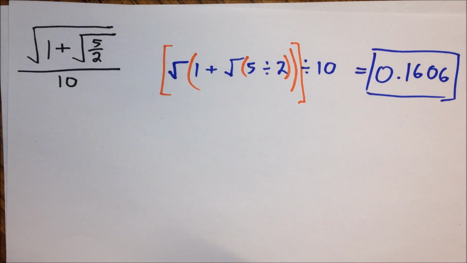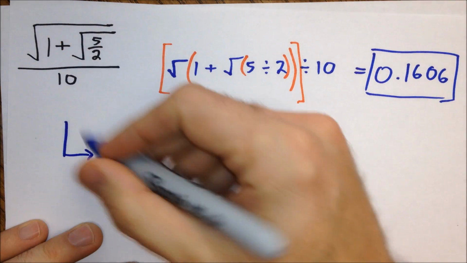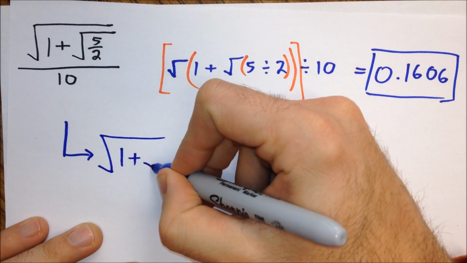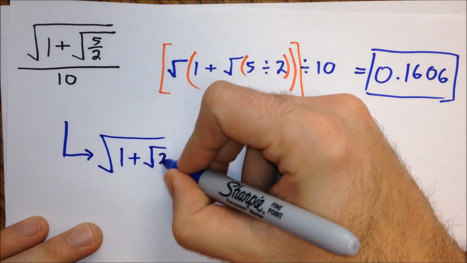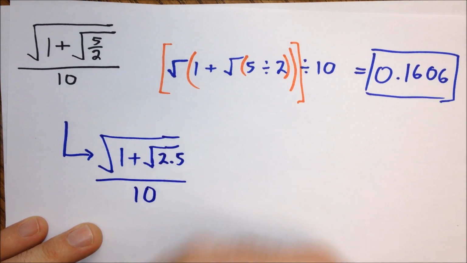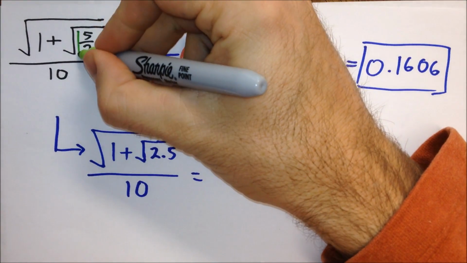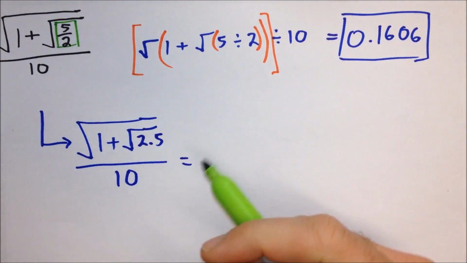As I look at this problem, I might want to solve it like this. First, we'll do the square root of 1 plus the square root of, well, if we divide 5 by 2, we get 2.5, all divided by 10. All I really did was take this innermost part, which is this 5/2, and actually compute that number to get 2.5.